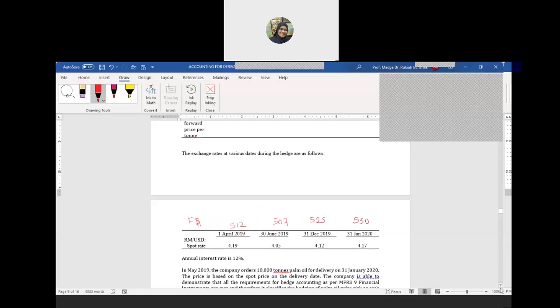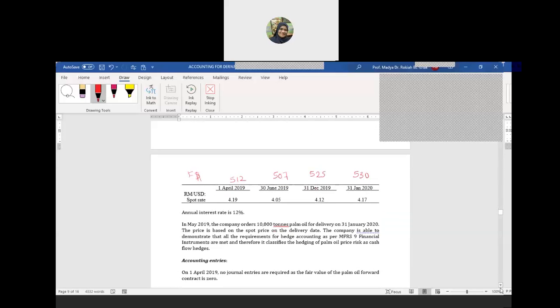Okay, so this is what we have in terms of the forward contract. On 1st of May, the company ordered 10,000 tons of palm oil to be delivered on 31st of January 2020. The order in May, the price is based on the spot price at the delivery date. So the price that you're going to pay here is based on this price.